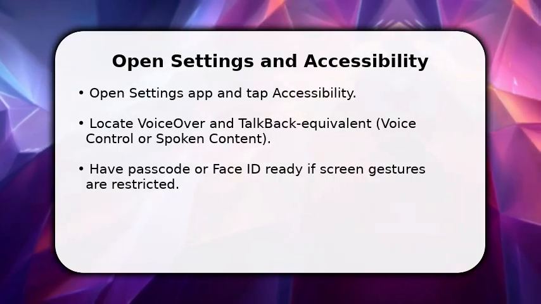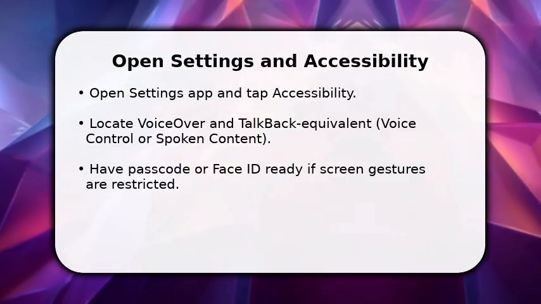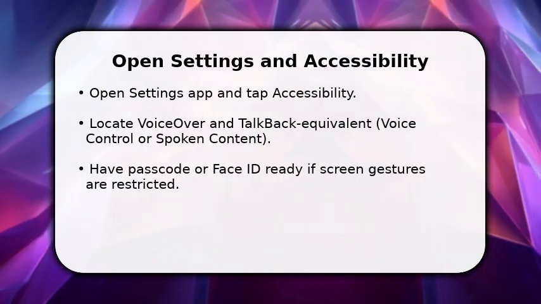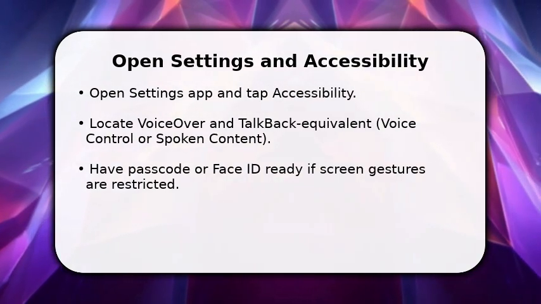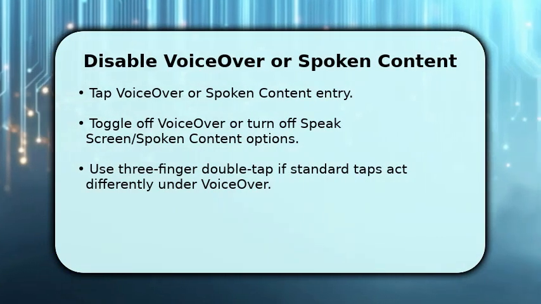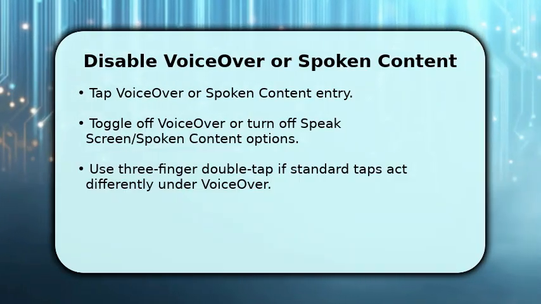Make sure you can authenticate with Face ID or passcode because some gesture changes require quick verification. Now, prepare to adjust the toggle and practice the short gesture sequence you'll use to confirm the change. You'll now turn the speaking feature off. Tap the specific entry like VoiceOver or spoken content to open its controls.